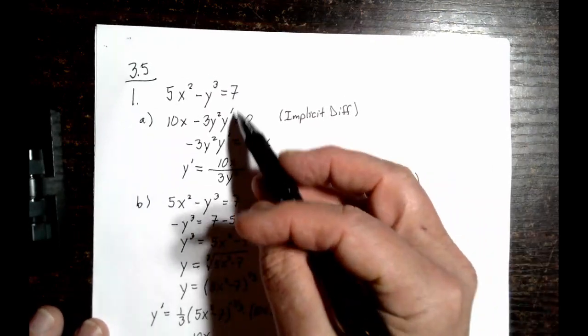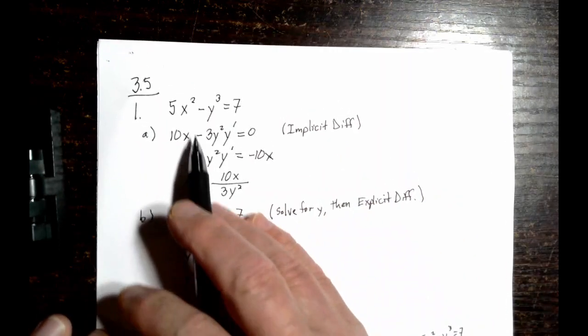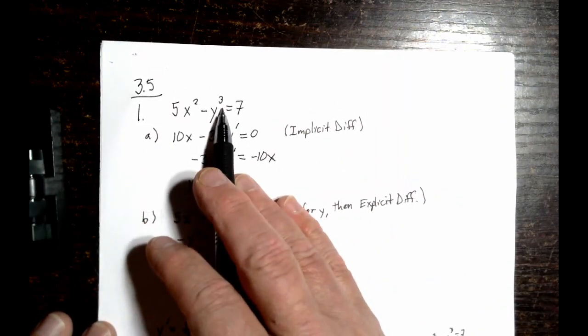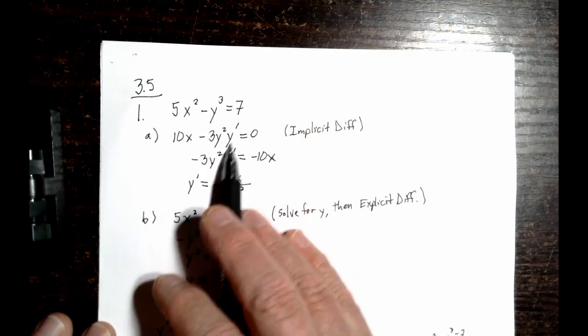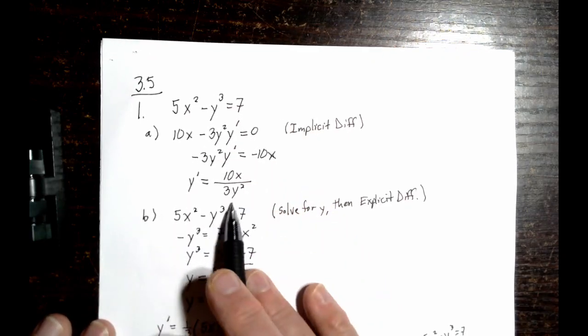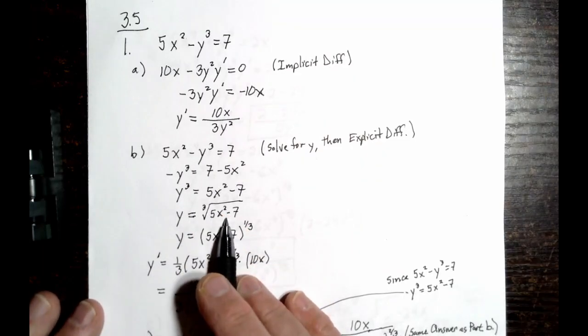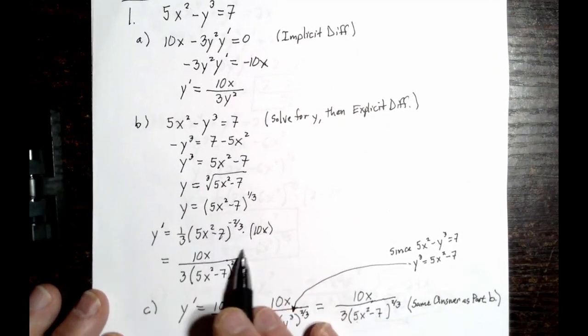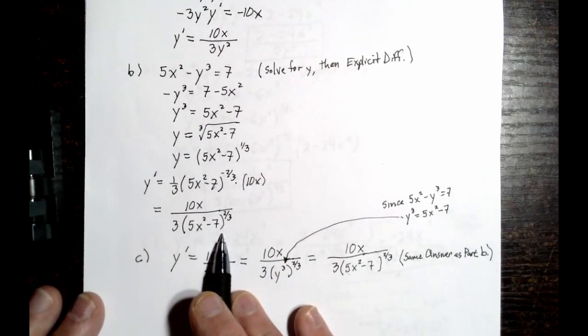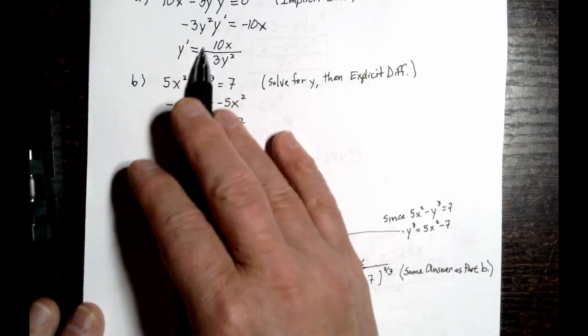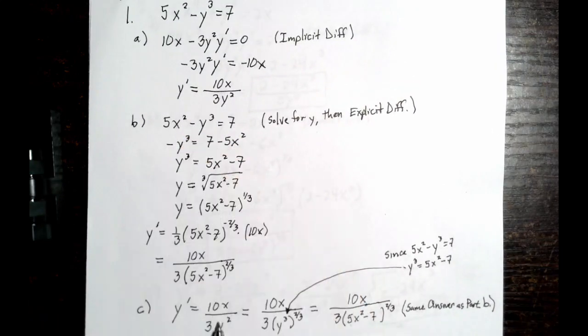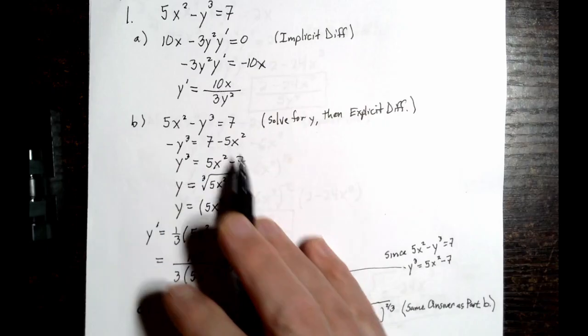They first ask you to take implicit differentiation, so you get 10x and you get 3y squared y prime, and you get 0, and you can solve it for y prime. Now then they ask you to solve it explicitly for y, and then take the derivative. Okay, and now they ask you to take the first answer you got and plug in using the equation.